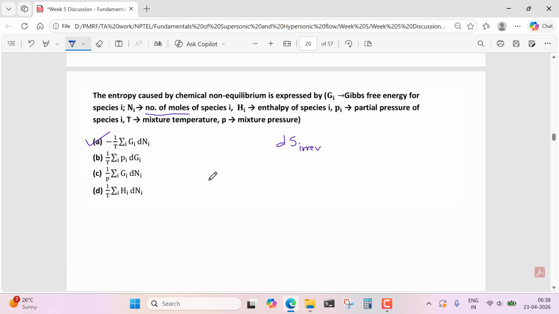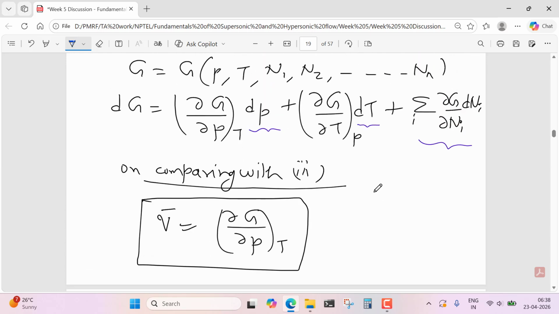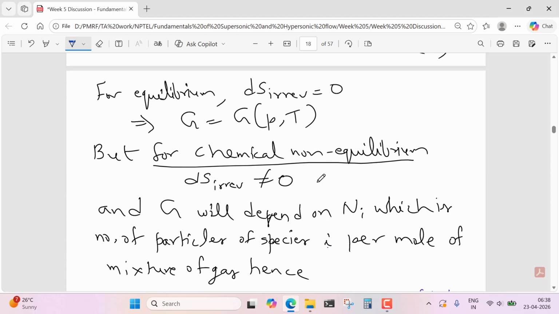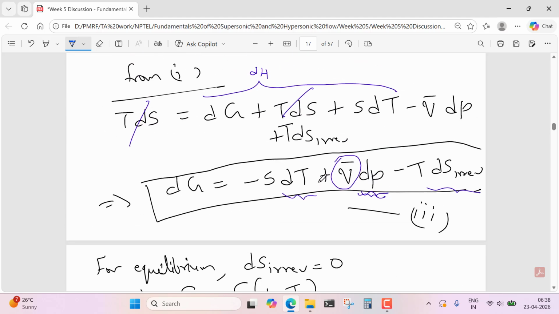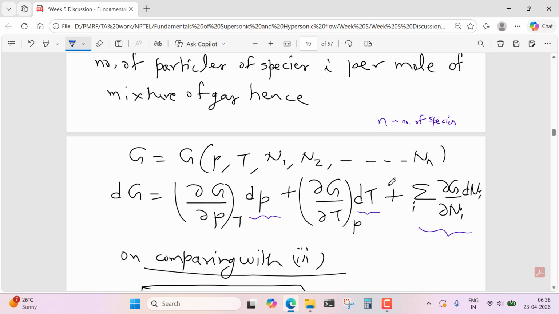First, see what we want to find. We want to find the entropy change caused by chemical non-equilibrium, which you can say is dS irreversible. Previously we were finding the dS irreversible only, and we included it in the equation also. Now this is the third and fourth equation. This equation we are going to keep here. This is the fourth. We are comparing third and fourth.